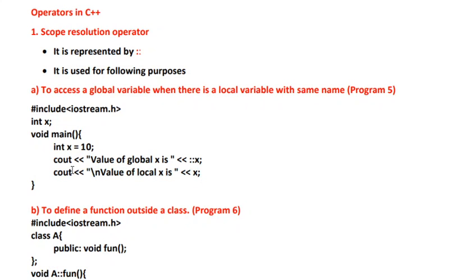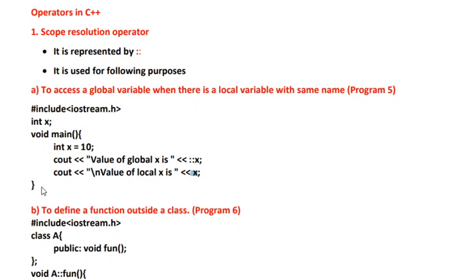Now if I want to print the value of the global variable x inside main, I need to use the scope resolution operator. It will give you the value of the global x instead of the local x in main. So here it will give you 0, and this will give you 10. So this is one of the purposes for which the scope resolution operator is used in C++, to access the global variable when there is a local variable with the same name.